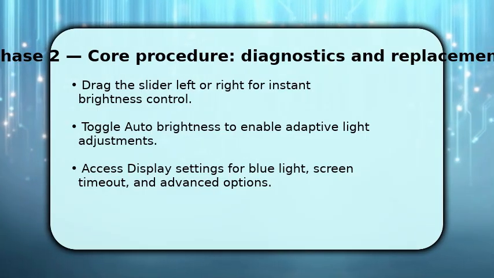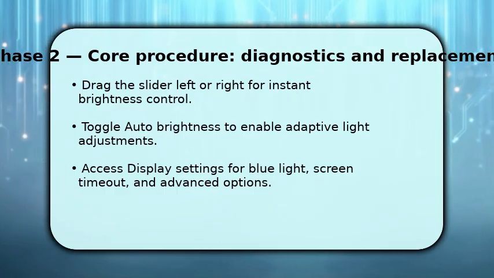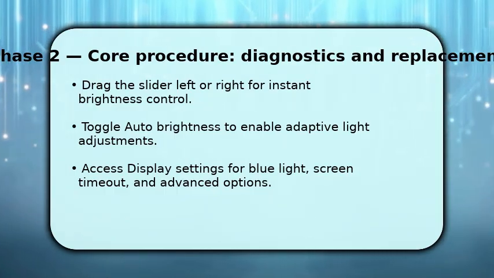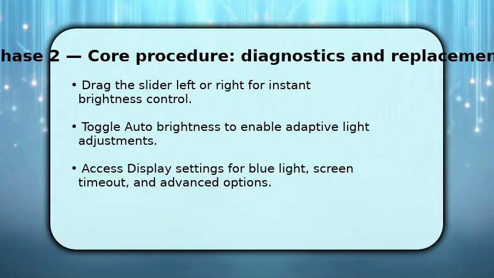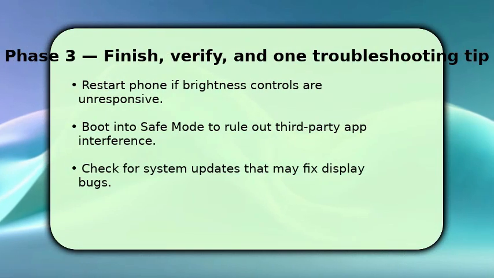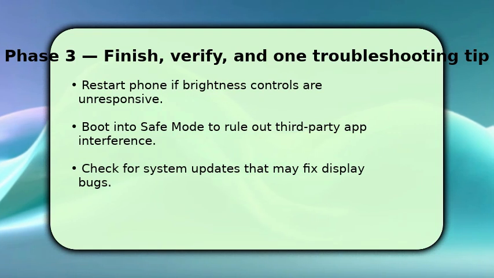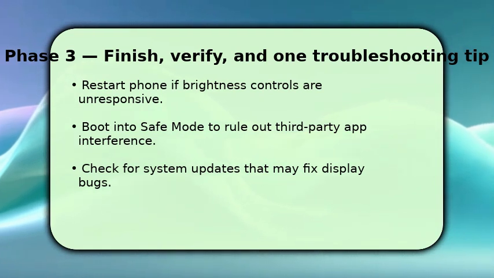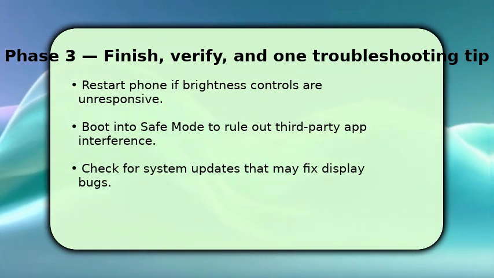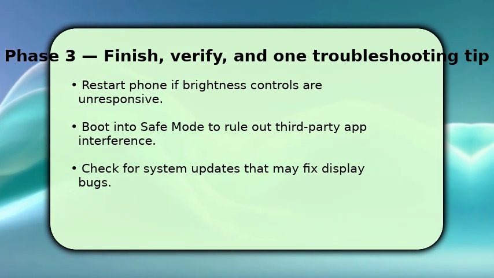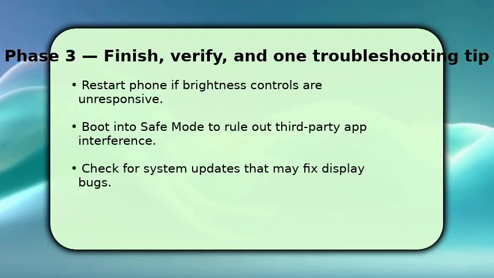Make sure to test in strong sunlight and dim rooms so the sensor responds correctly and the slider behavior matches your expectations. Finish with final checks. Confirm the slider responds, then lock and wake the screen to verify consistent brightness. If controls are unresponsive, restart the phone first. That often clears temporary glitches.